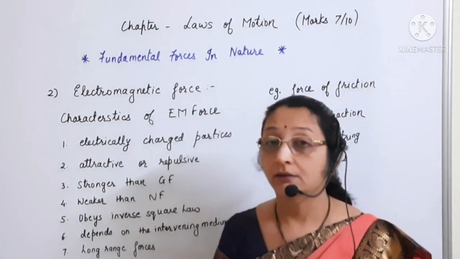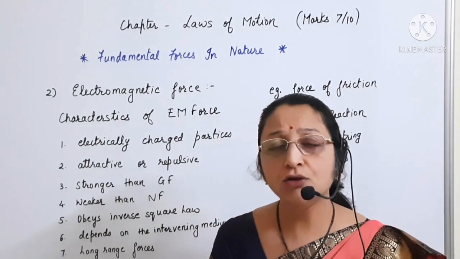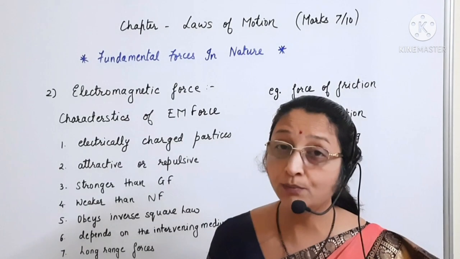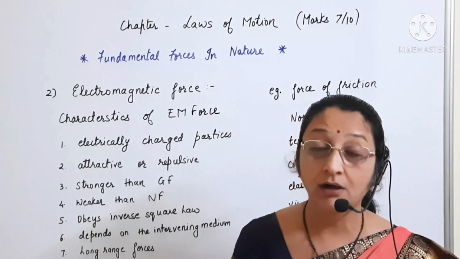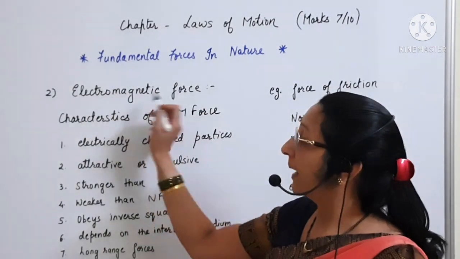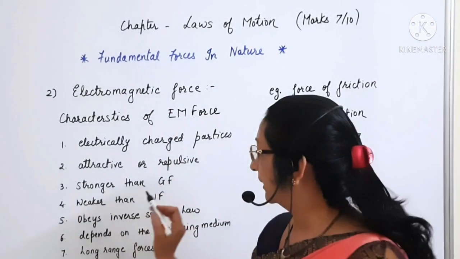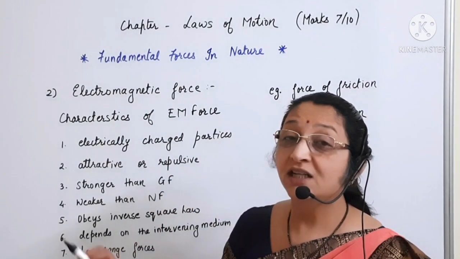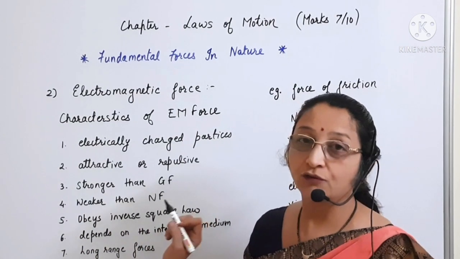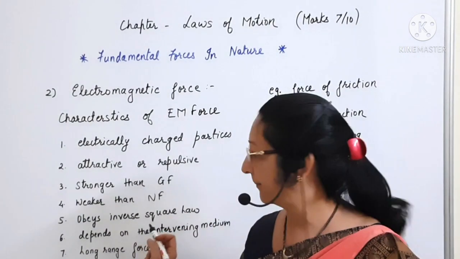It is stronger than the gravitational force. The gravitational force is the most important, but it is the weakest force in nature. The electromagnetic force is stronger than the gravitational force, but it is weaker than the nuclear force, which is the strongest force in nature.